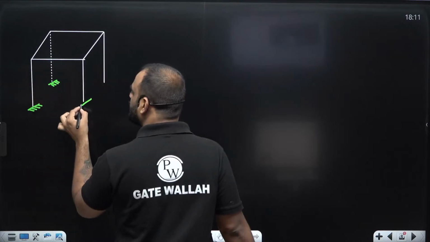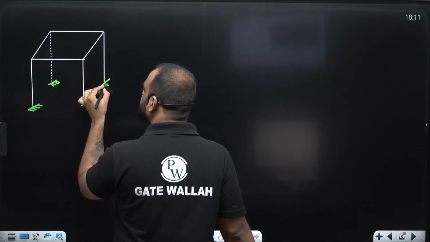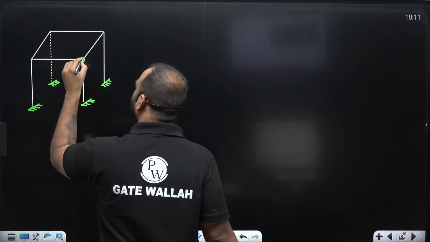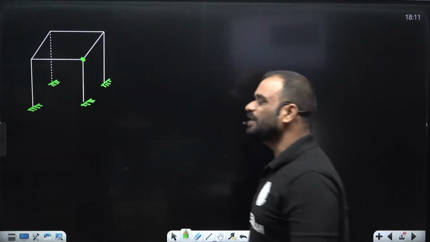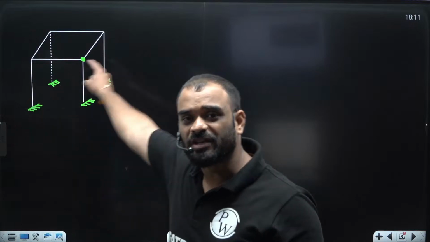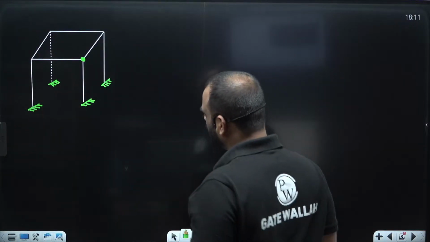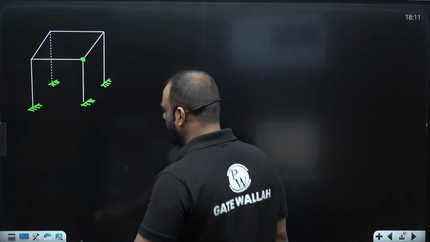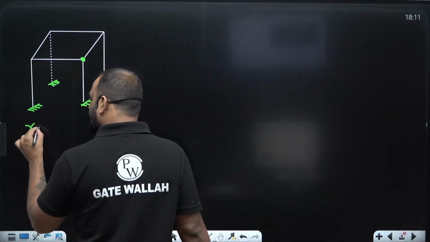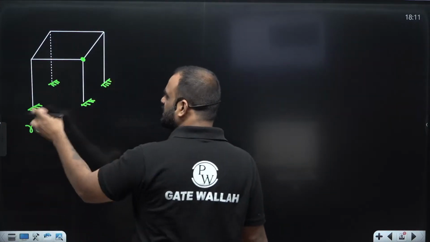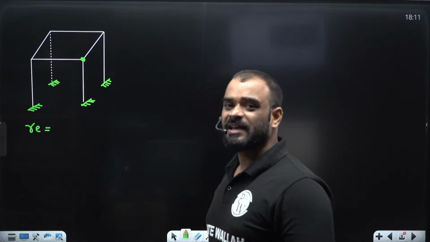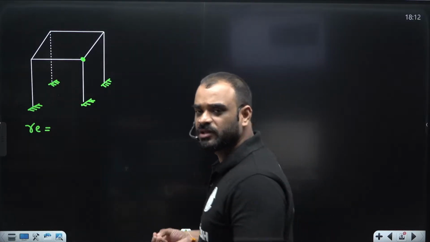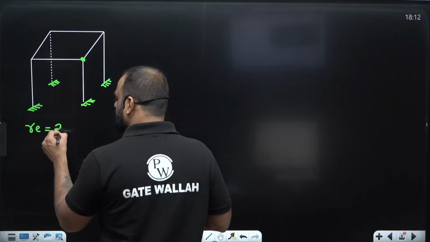Let us consider all the supports are fixed supports, and let us introduce one internal hinge also. We need to calculate the value of DSI for this particular structure, as well as DSE. Let us find out the value of RE. Each support has 6 external support reactions, so 6 multiplied by 4 is equal to 24.